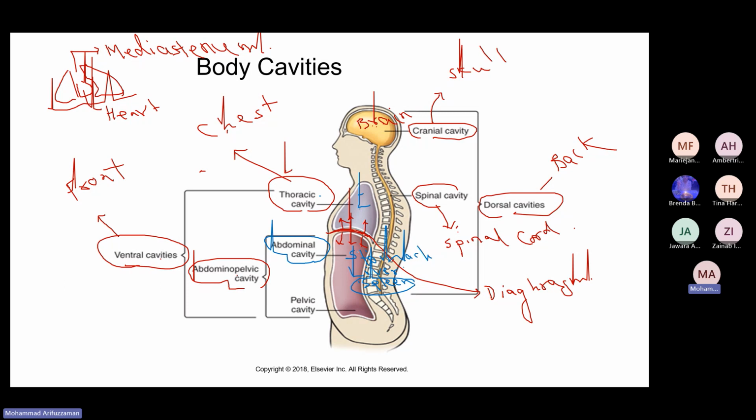So this relationship is very important, the relationships between the cavities or between the organs. And then the pelvic cavity mostly contains the reproductive organs and the urinary bladder. Is it clear? The body cavities? Yes. So these are the question patterns: organs superior to the diaphragm, organs inferior to the diaphragm. So these are the question patterns.